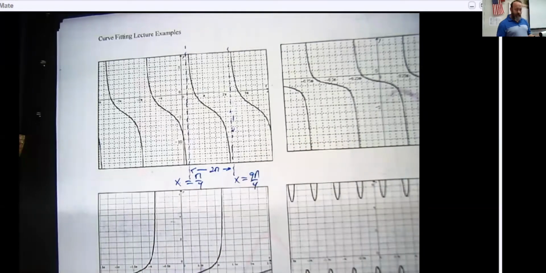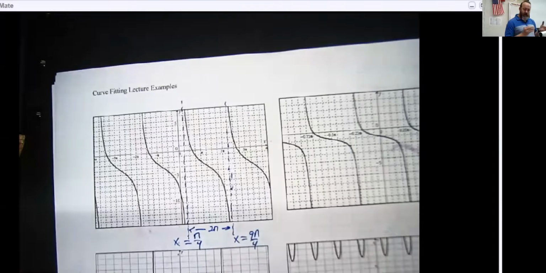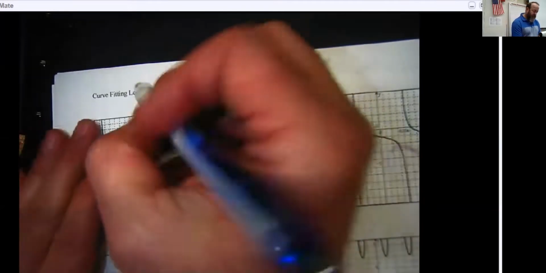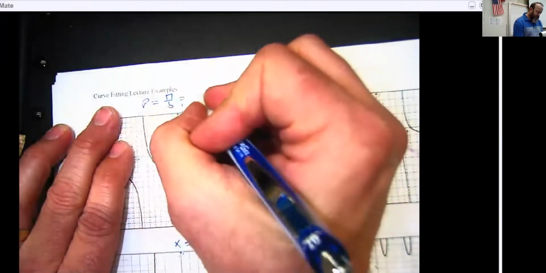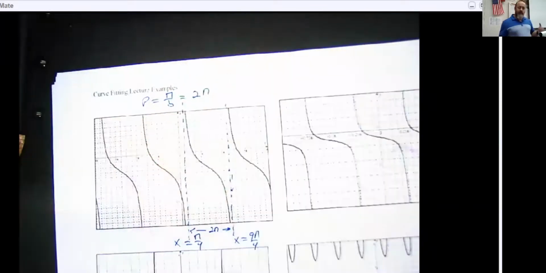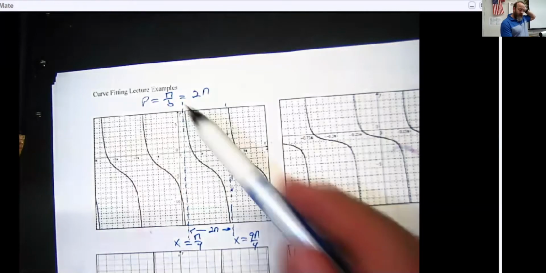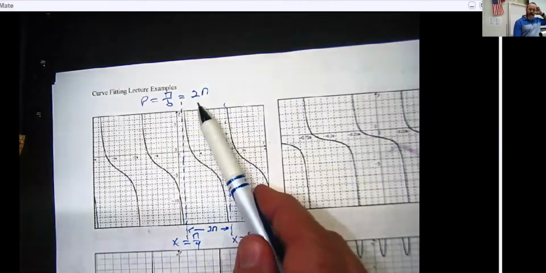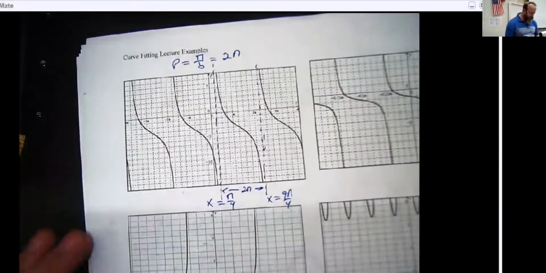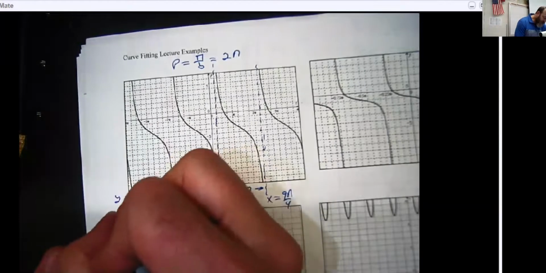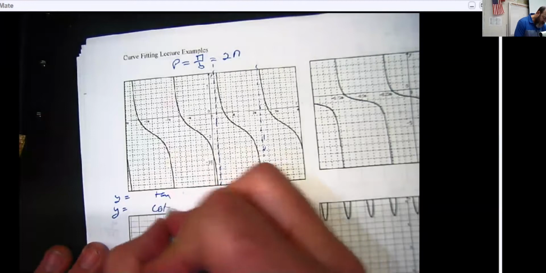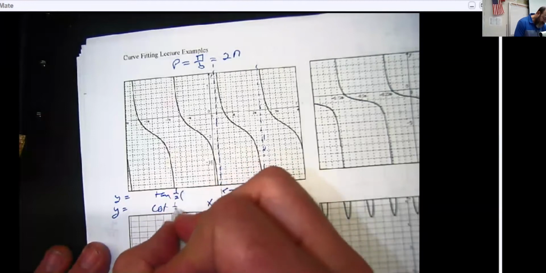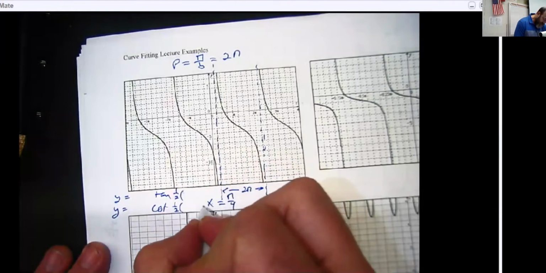Now, what's a little interesting is that the period should be pi over b, and we just figured out that it has to be 2 pi. Well, the only way you can take pi divided by b and get 2 pi is if b is a half. No matter what I do, whether I represent this as a tangent or a cotangent, my b value is going to be 1/2.